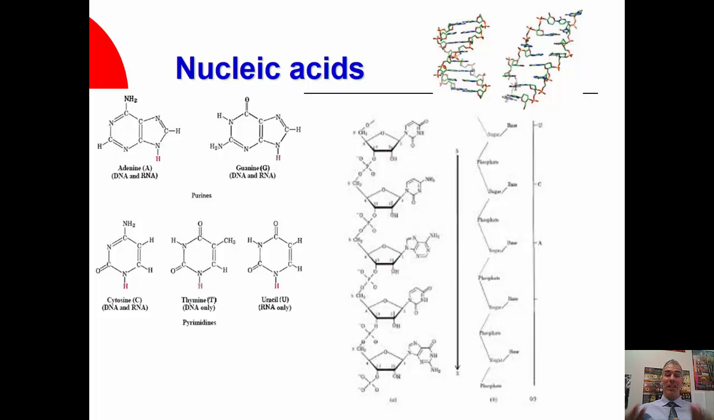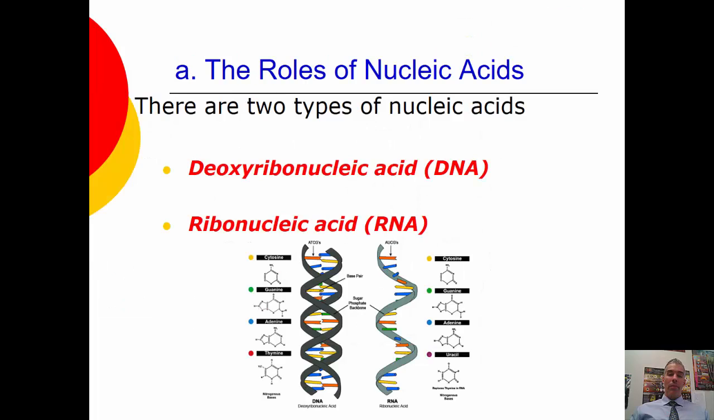Right. So the last macromolecule is nucleic acids. Nucleic acids are DNA and RNA, the things that make up your genetic code. There's really two roles, as I said, of nucleic acids, and there's two main types. There's deoxyribonucleic acid, which is DNA, and then there's ribonucleic acid, which is RNA. And they both have their different roles.